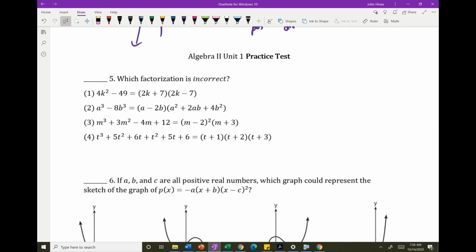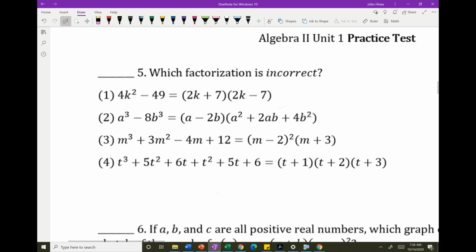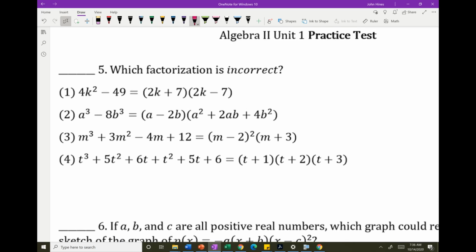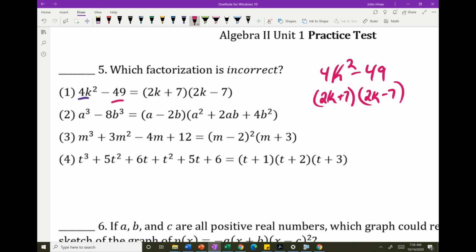So more factoring. Who doesn't love factoring? And I like this one because we get to go over all the techniques. So this first one, 4k squared minus 49. Hopefully you realize this is the difference of perfect squares. 2k is in the front seat, plus 7 and minus 7's in the back seat. That looks good to go. So that's true. I want what's incorrect.